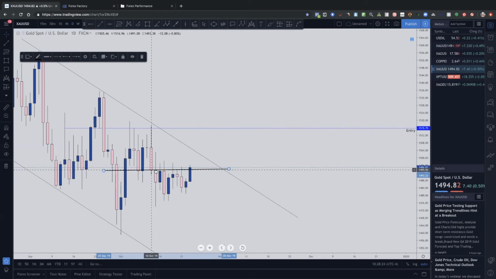All right. So right now we can see where this area has been highly respected. Now this daily candle, it hasn't closed. It closes this evening. So all this right here, it does nothing for me. I'm not scared. I'm not worried. I need to wait to see what happens with the close.